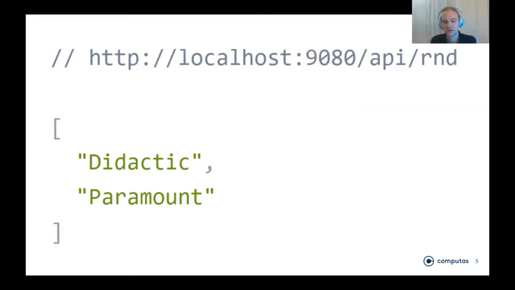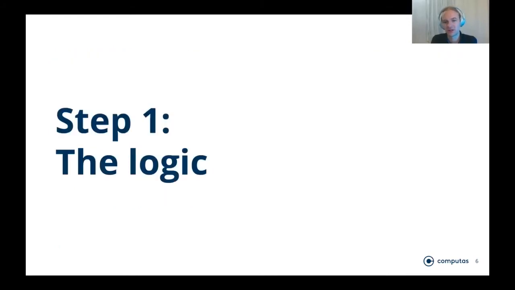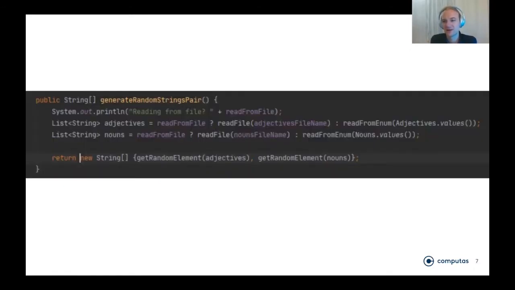Okay, this is what we want. So if we look at the first step in order to get this code in production, well, the first part is actually writing your logic. And as Rustam has already been talking about, the logic here is kind of simple. This is the most logic-filled part of the application. You get a random adjective and you get a random noun, and that's pretty much all there is. So we had some fun and added that you can read from a file or from an enum with a list of adjectives, but just Java.